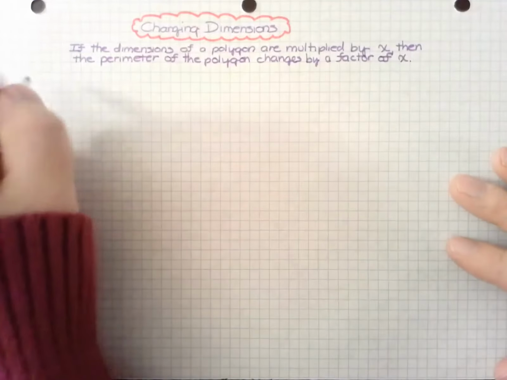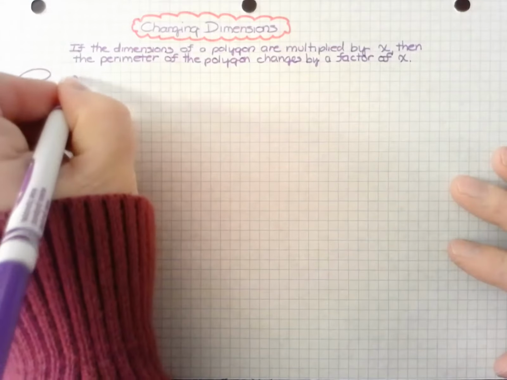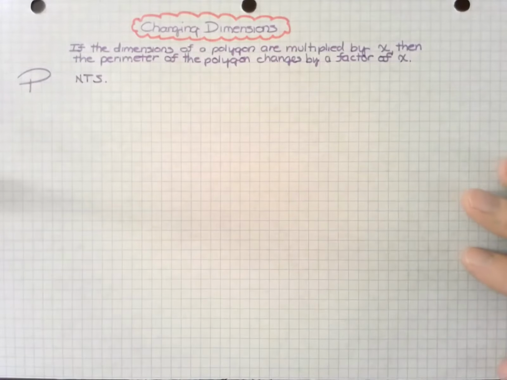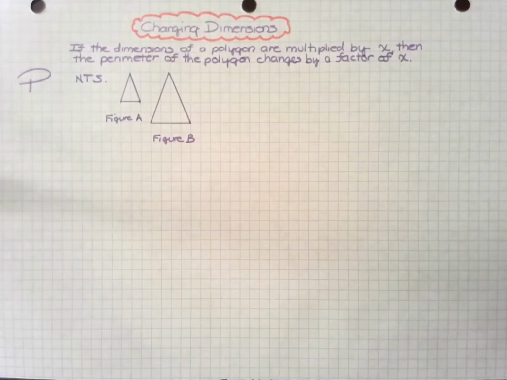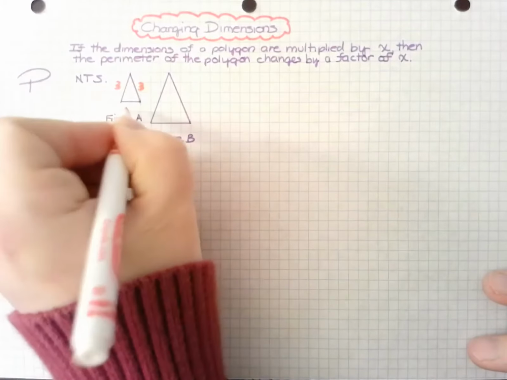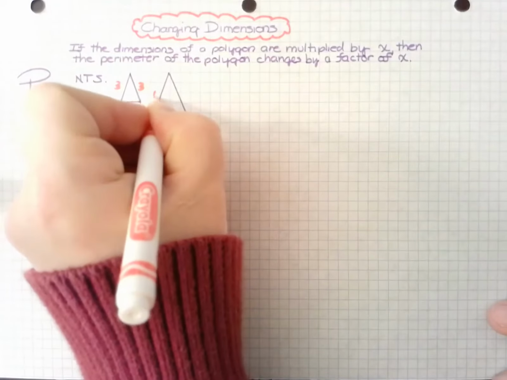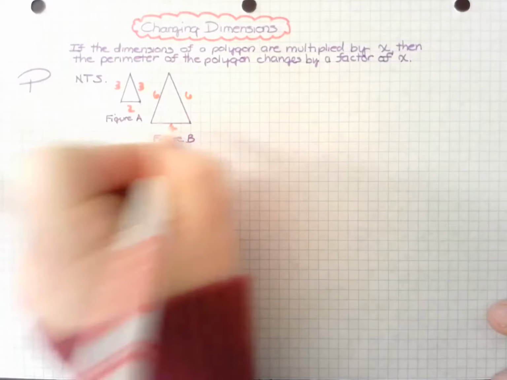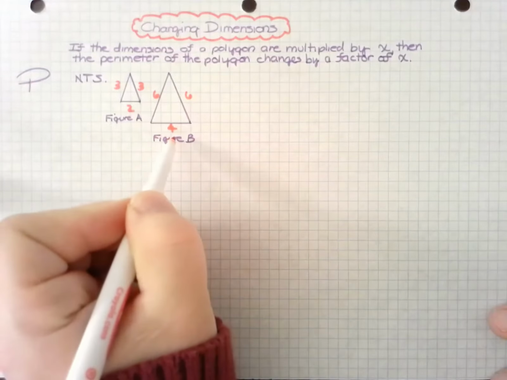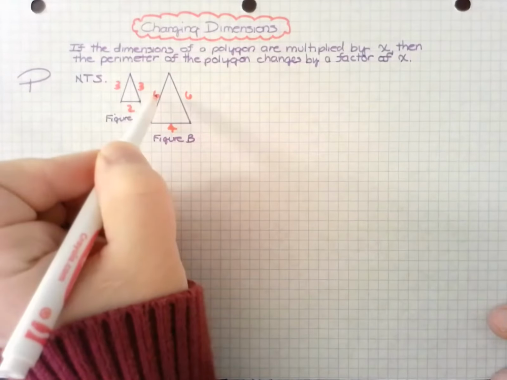So we're talking about perimeter, and I'm going to draw a little figure here. It's not to scale. So figure A has the following dimensions: 3, 3, and 2. But figure B has the following dimensions of 6, 6, and 4. And what do we notice about the sides from figure A to figure B? They've doubled, right? 2 times 2 is 4, 3 times 2 is 6, and 3 times 2 is 6.